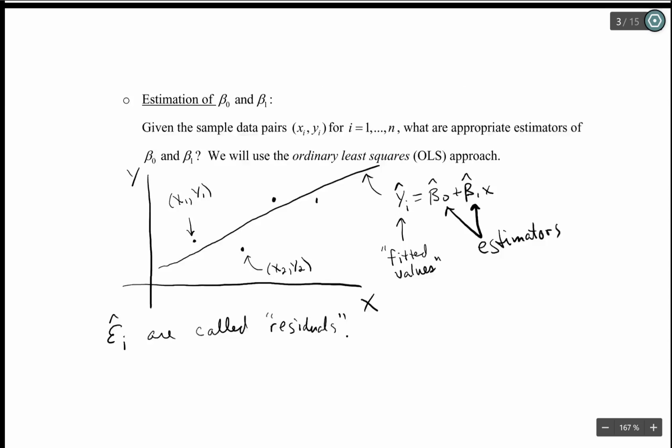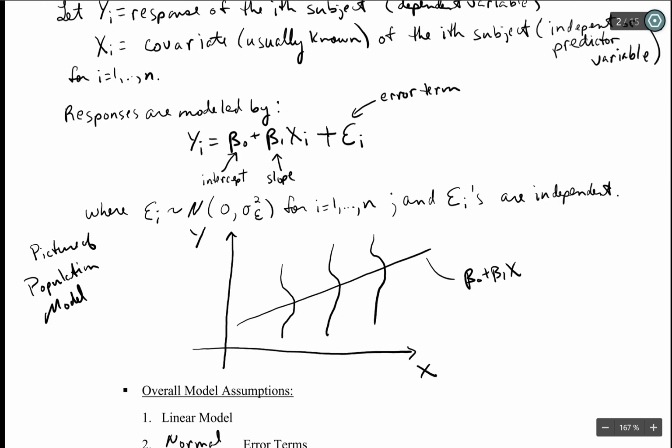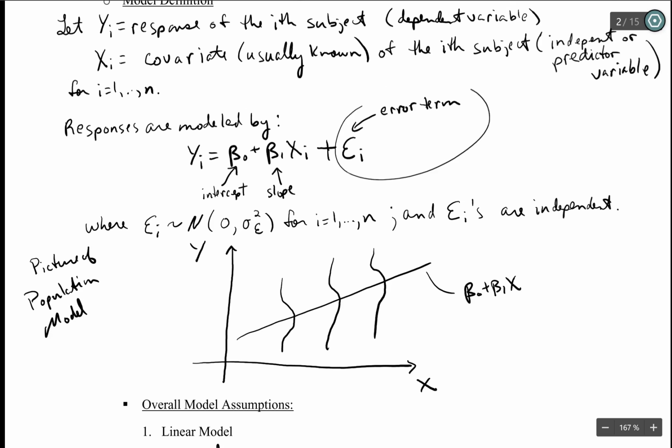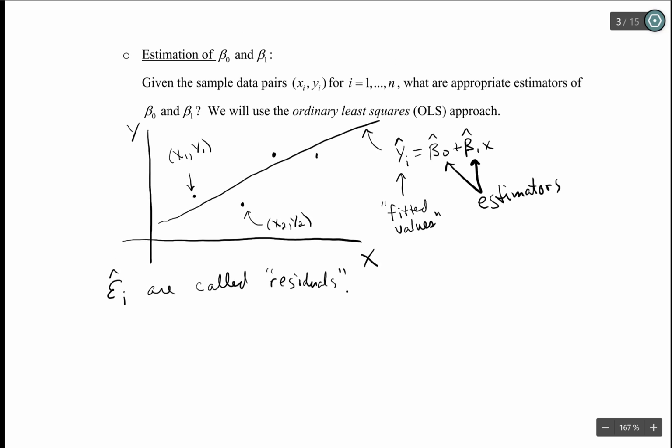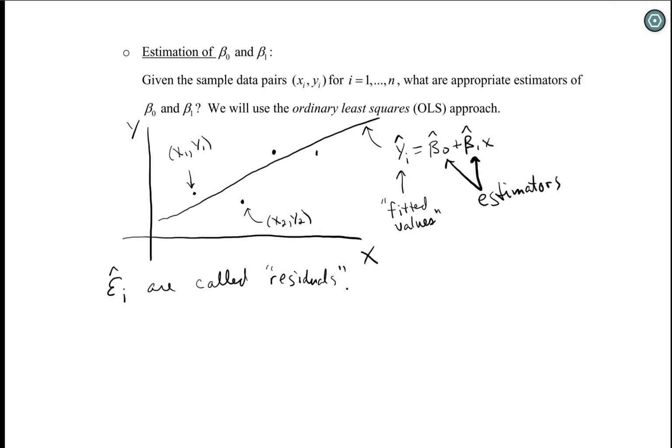Now epsilon i, you remember from the model, is the error term here. Epsilon i hat is our best guess at what the error term is, because what I have in this situation is sample data. I don't have the entire population there. So this is my best guess at what the error term is. Anyway, these are called residuals.